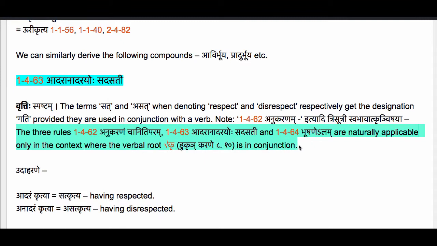What do you mean by naturally? Naturally means that is the nature of these terms. These terms are such that when they are in conjunction with an action, that action has to be the action of doing in order to make sense with these terms.